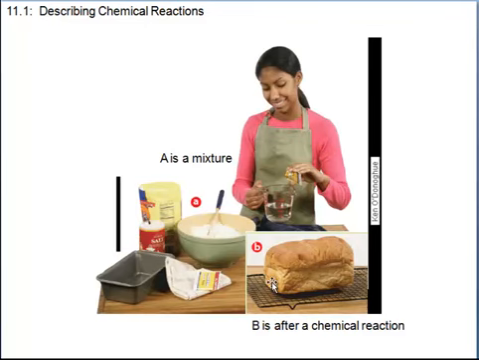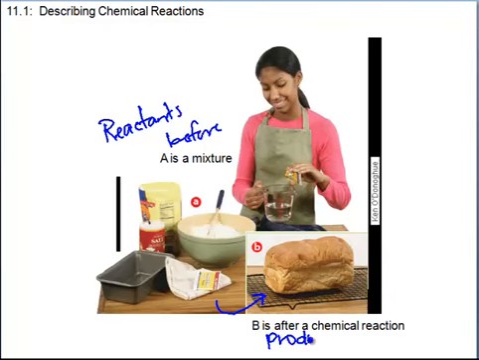Now, if you look at this young lady here who's making bread, it looks like, she has flour and salt and yeast and water. This is what we call reactants. This is what goes into the reaction. This is before it happens. And then she puts it in the oven and she bakes it and bread comes out. This is called a product. She produced bread. This is what happens after a chemical reaction.